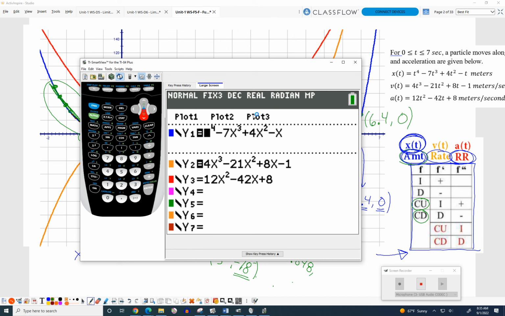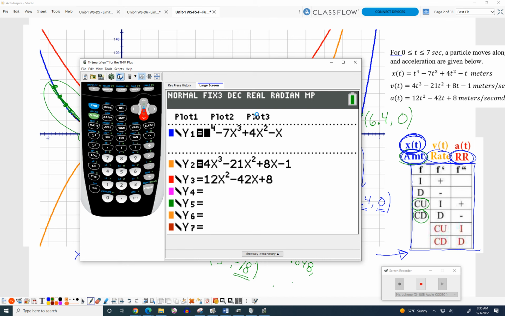you can turn them off. That is pretty cool. Like this. You just highlight the equal sign, press enter. Now the blue will not graph.